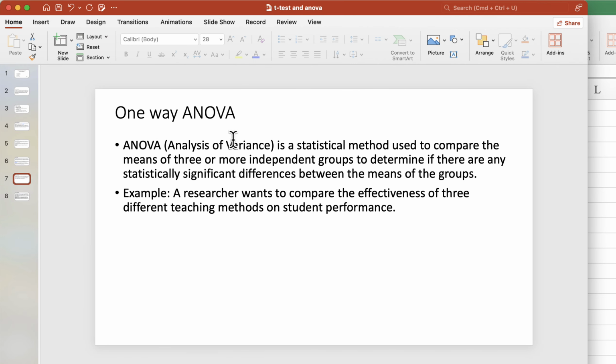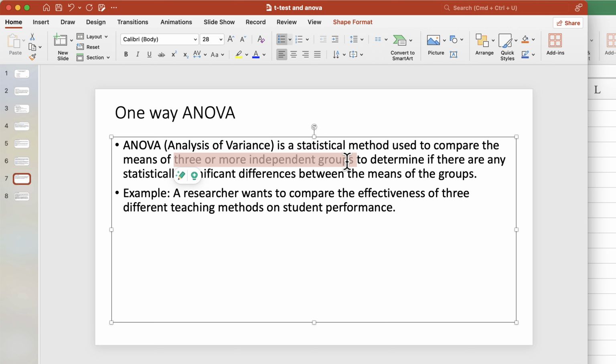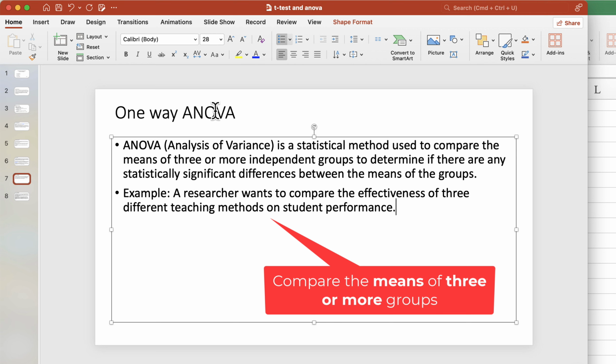ANOVA, or analysis of variance, is a statistical method used to compare the means of 3 or more independent groups. Now that is the distinguishing feature. In a t-test, we had 2 groups, but in this case we have 3 or more independent groups, and we want to see if there are differences in their mean or not. An example is a researcher wants to compare the effectiveness of 3 different teaching methods on student performance. Now here are 2 keywords in this problem. First thing is 3, and that's the reason we are using ANOVA. And second thing is that you want to measure if there are differences in the mean performance of these 3.